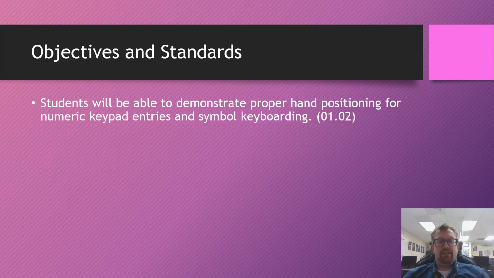All right, so the objectives and standards for this lesson: we're going to talk about how to demonstrate proper hand positioning for numeric keypad entries and symbol keyboarding. This lesson is going to talk about the number keypad. However, I do recognize that some people do not have one, especially if you have a laptop. So we'll talk a little bit about how I want you to do this. Really, it's going to be, do you know where the numbers are and do you know where the symbols are? That's it.